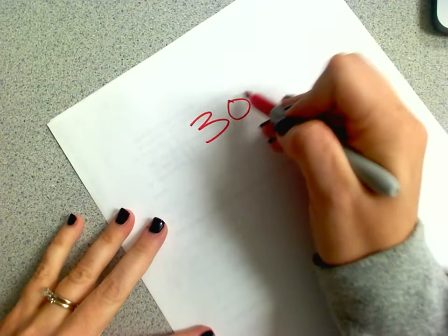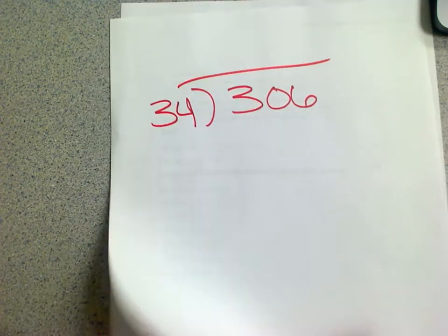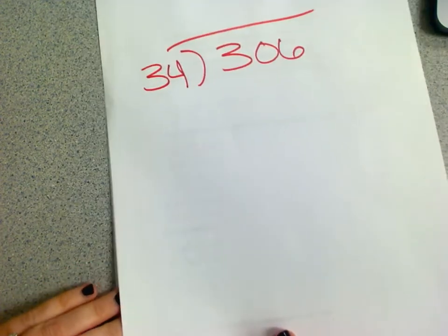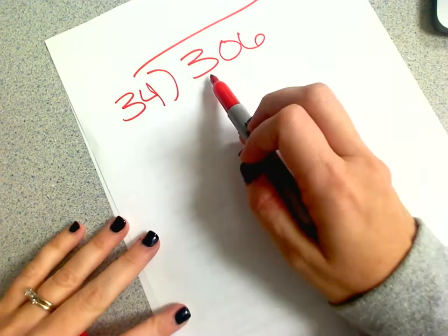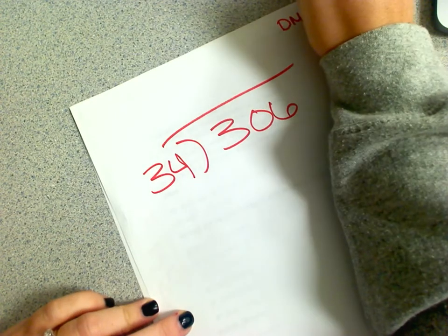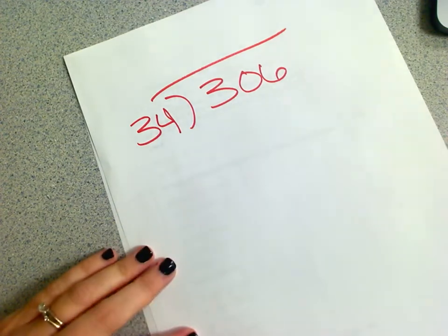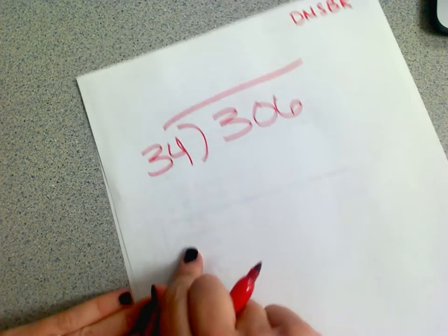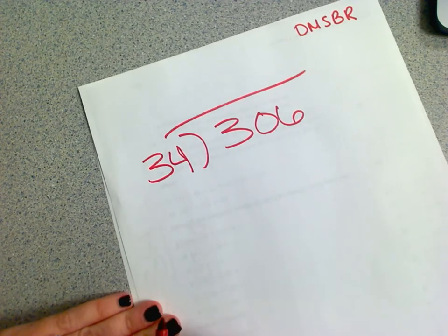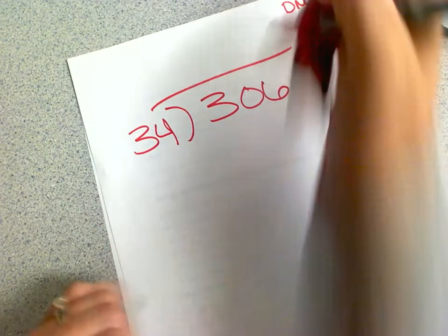Let's find our actual answer. 306 goes on the inside, 34 on the outside. We know 10 is kind of where we want our answer to end up. So let's see. Can 34 go into 3? No. Can 34 go into 30? No. 34 has to go into 306. We know 10 is too high because 34 times 10 is 340. But should we try 9? Because that's one less.